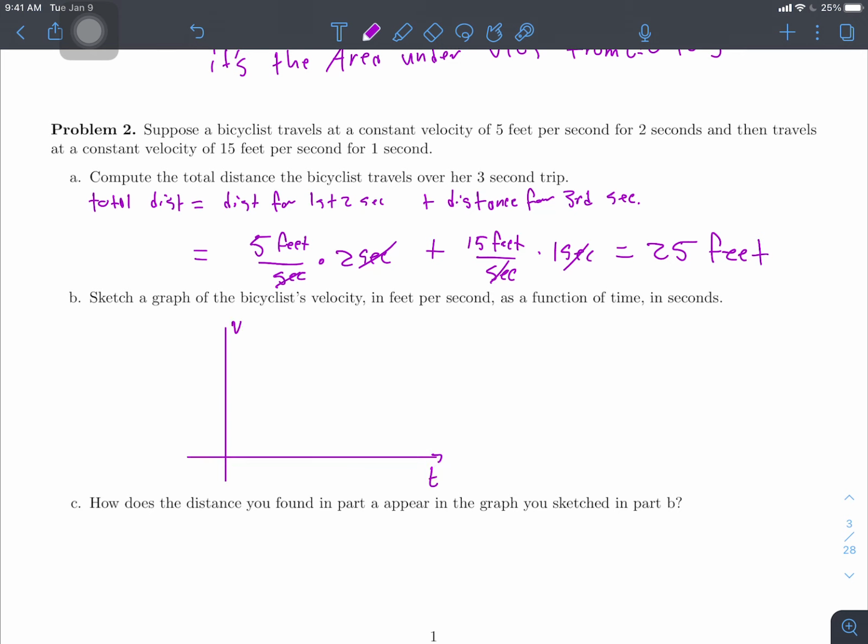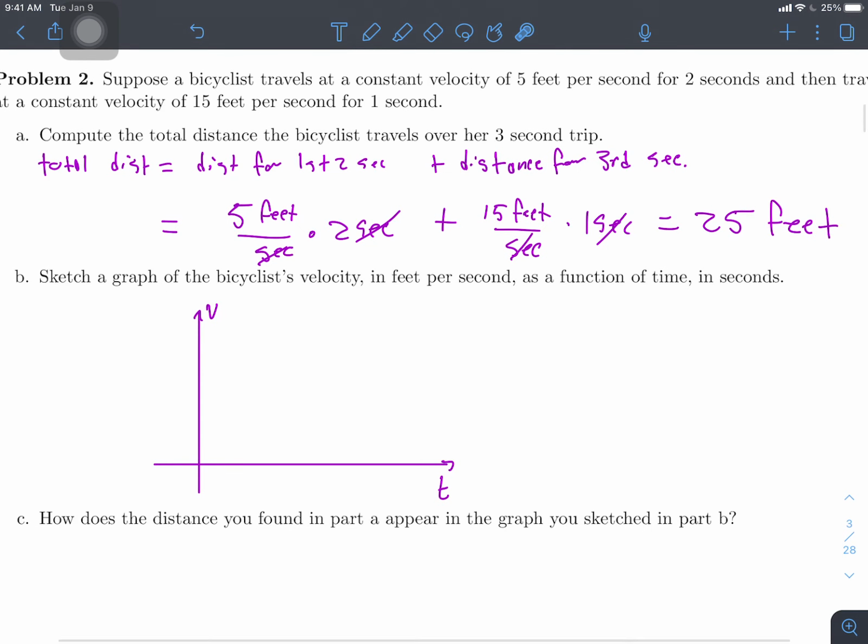Here's t and here's v. Okay, so a bit of a difference here. Oftentimes when we are drawing graphs of people's trips on a bike or on a car or on a rocket or whatever, we oftentimes put d on the axis here. But here we're putting the velocity. So I just want to point out that major difference. So the velocity is constant at 5 feet per second for the first 2 seconds. So here's 5 and it goes for 2 seconds.